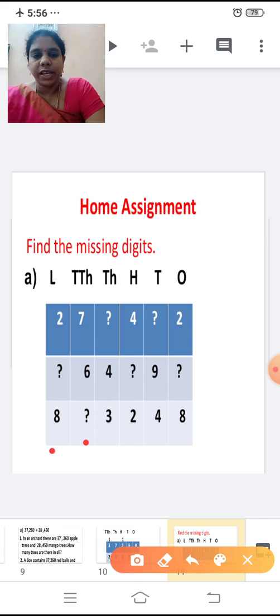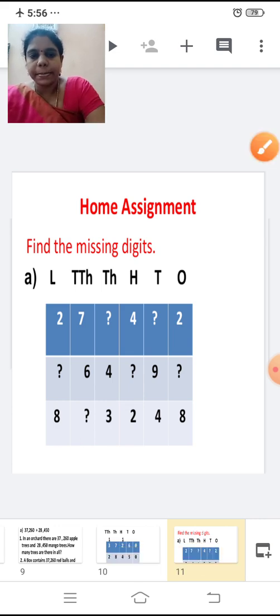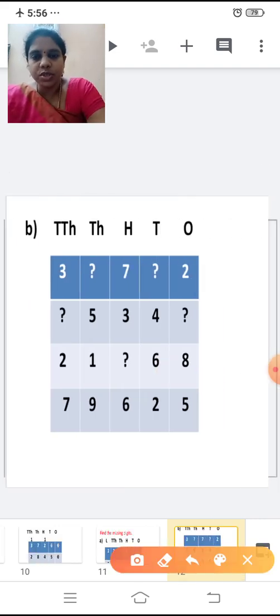B sum. So some digits are missed out, that you're going to find out. First number we have 2 in the ones place, and this we're going to find out. 7 in the hundreds place, the thousands place you're going to find out, and 3 in the 10,000s place. And next we have the second number: ones place you're going to find out. We have 4 in the tens place, 3 in the hundreds place, 5 in the thousands place, and the 10,000 place you're going to find out.